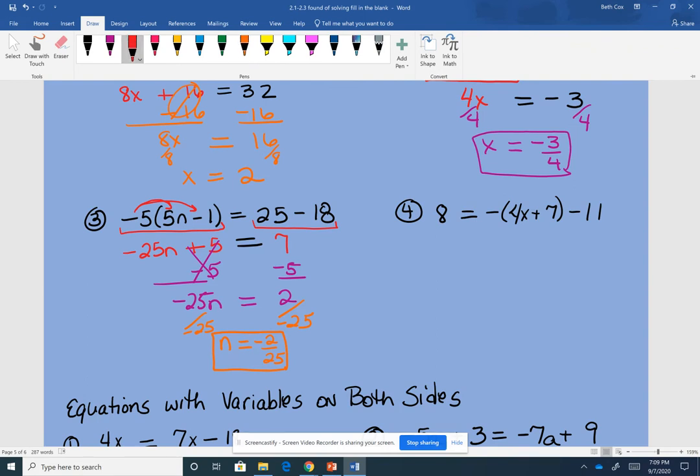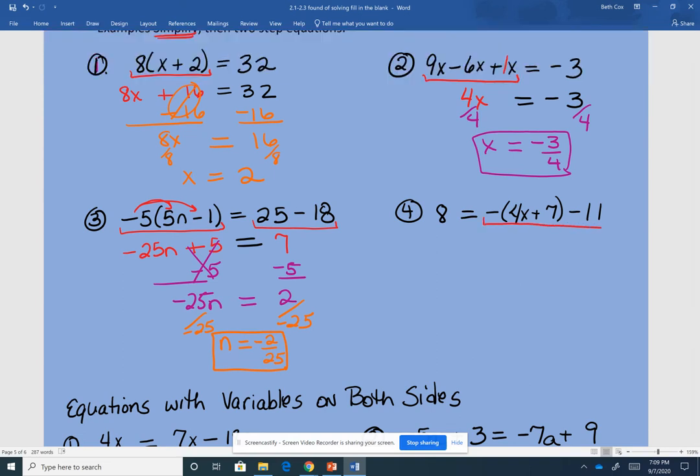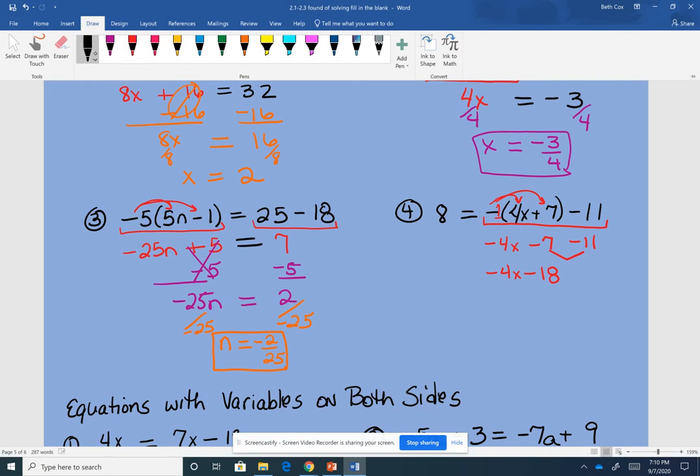Stop the video, see if you can do it yourself. Or maybe you did what you were supposed to do. Stop the video, copy them down. Here we go. Simplify only the right side. All right, remember that's a negative 1, just simplifying. So it's going to be negative 4x minus 7. Bring down the negative 11. Combine the like terms. Negative 18. Okay, so that's the simplify.